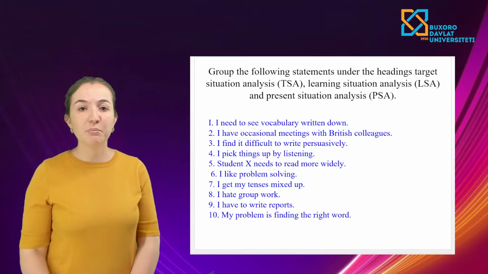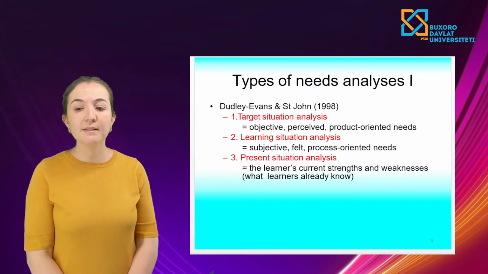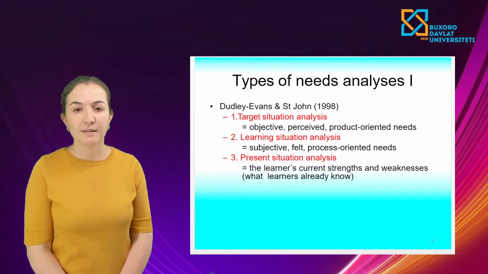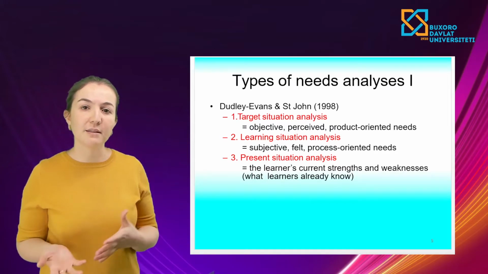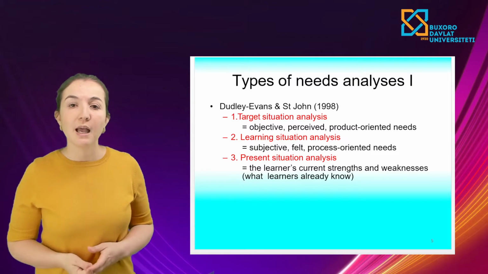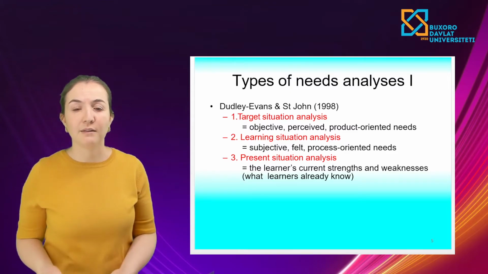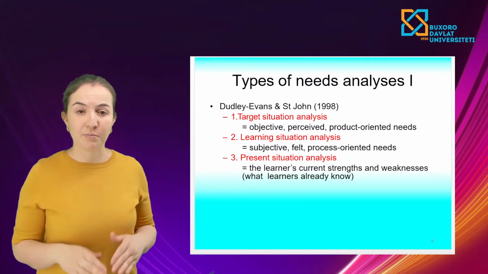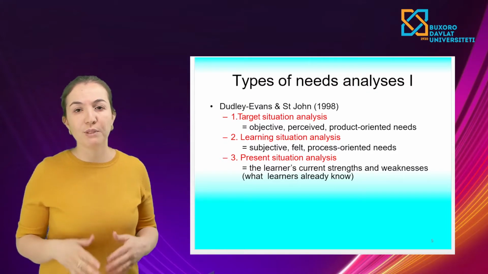The third one is present situational analysis. Present situational analysis deals with the current strengths and weaknesses of the learners, like what they are good at and what they are bad at at the moment of learning, at the moment of the course.